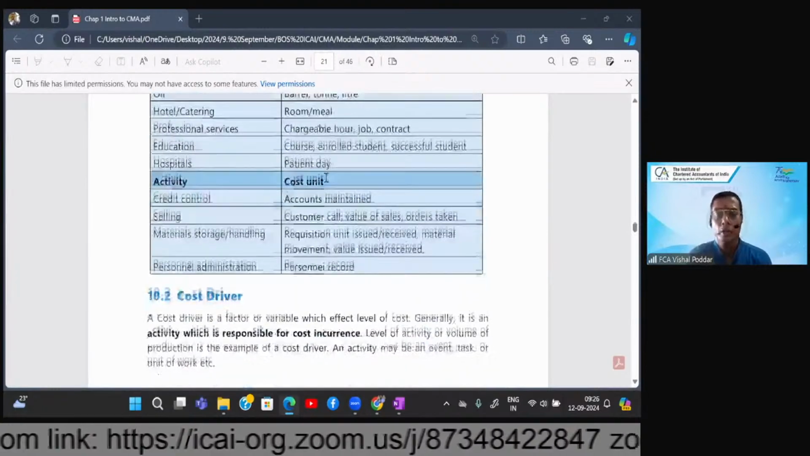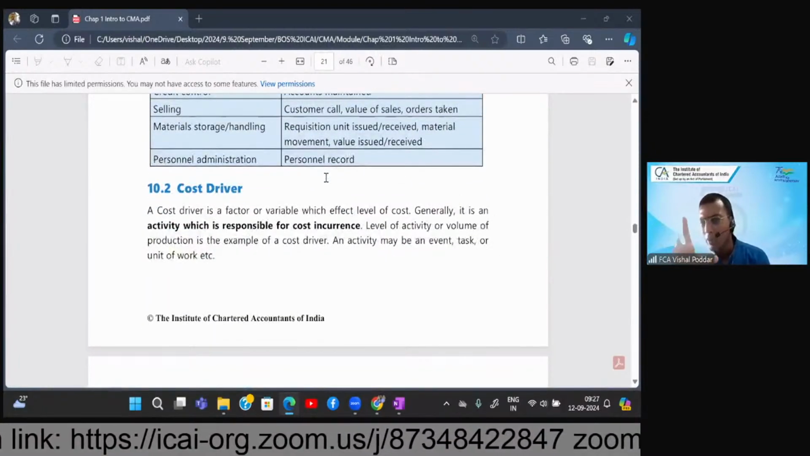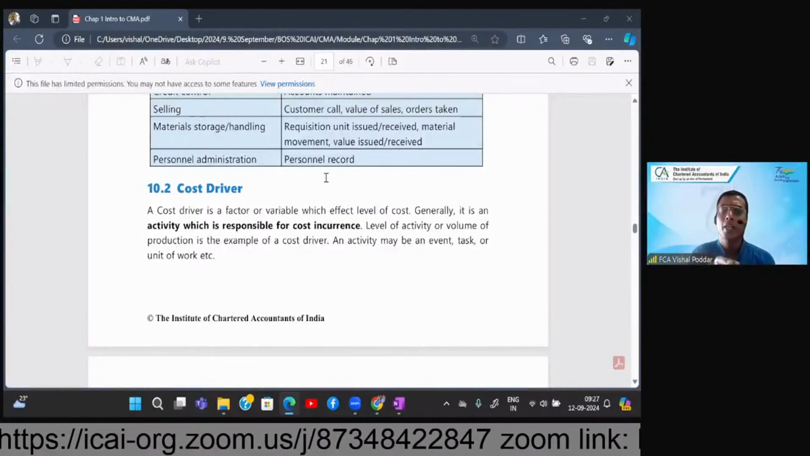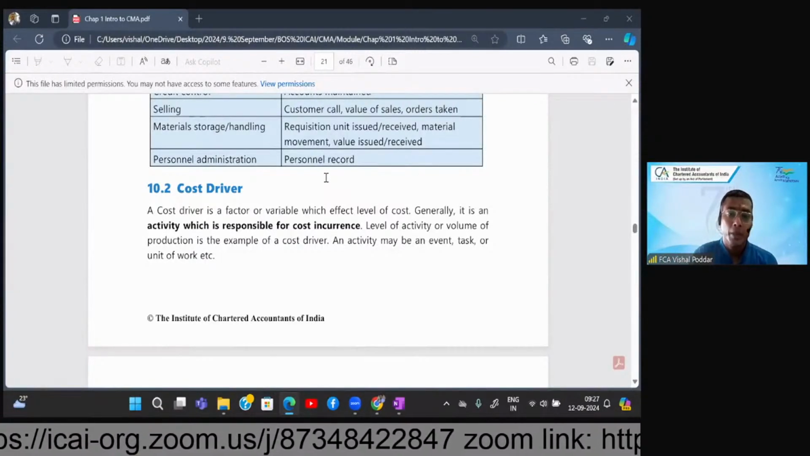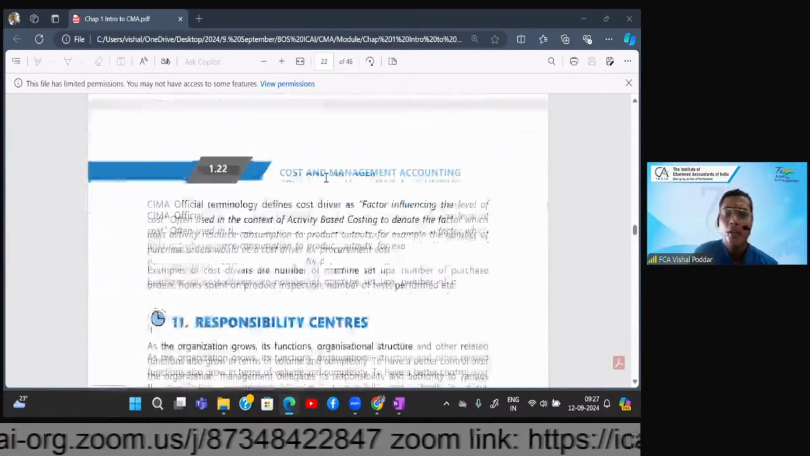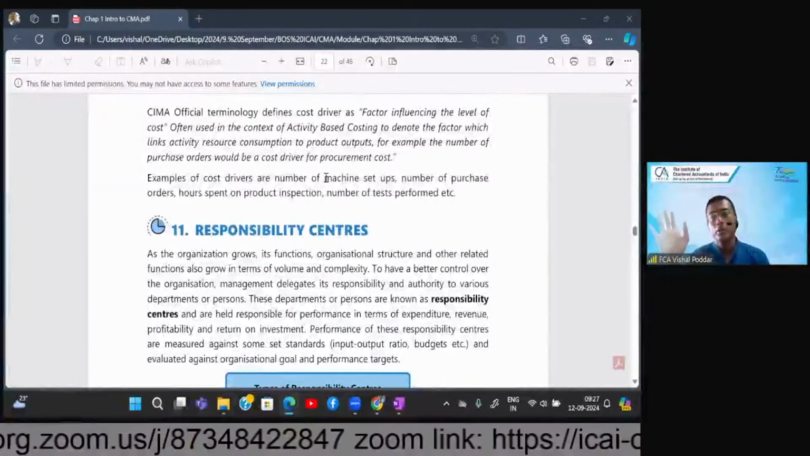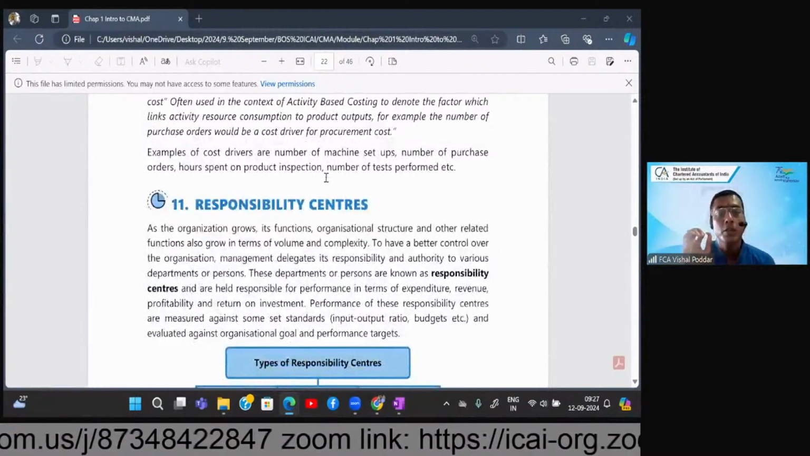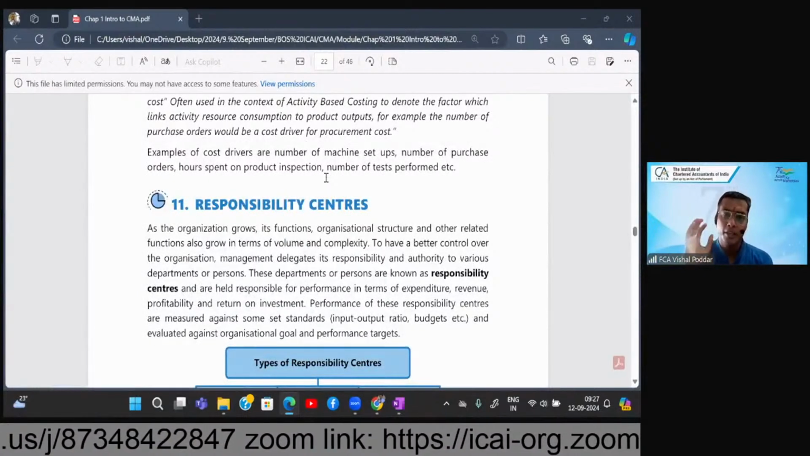So here there are multiple examples. Cost driver, I will just park this question because for understanding cost driver, you need to understand some other chapter, which is activity-based costing. So I'll just park it. We'll understand that when we study the concept or the chapter of ABC, that is activity-based costing. Then comes responsibility center. Now this is interesting.